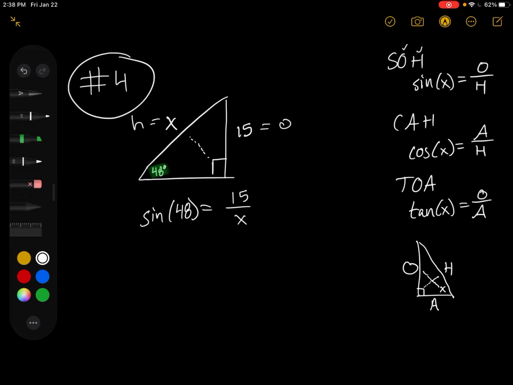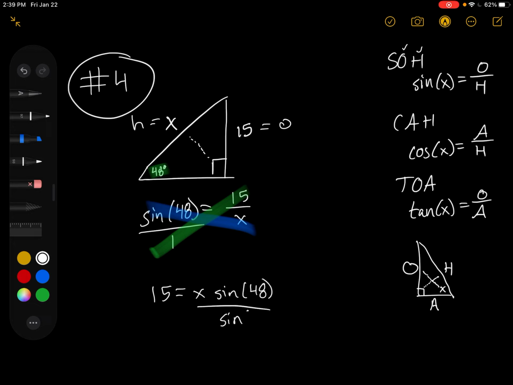Lastly, solve for x, something that we might be familiar with. Again, let's keep it consistent for this unit. We can cross multiply here, so we'll have 15 equals x times the sine of 48. Then we can go ahead and divide both sides by the sine of 48 to get x by itself.